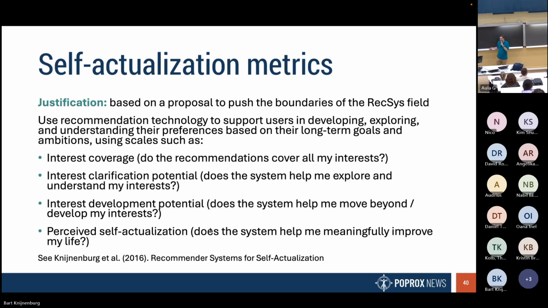goals, right? What are people trying to accomplish in the long run? I wrote a paper in 2016 about trying to push the boundaries of the recommender systems field, and Martijn Willemsen and Mike Ekstrand wrote a paper, we literally presented at the same conference, about trying to attain people's long-term goals with recommender systems. And so we're trying to actually establish some metrics to measure that as well, right?